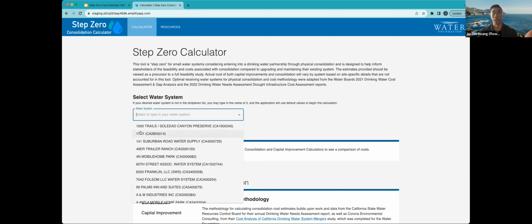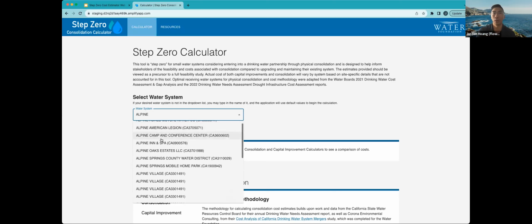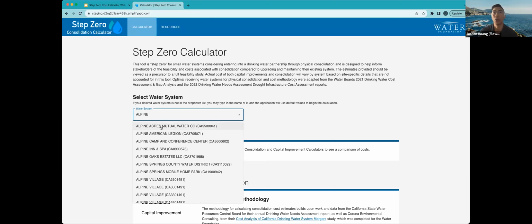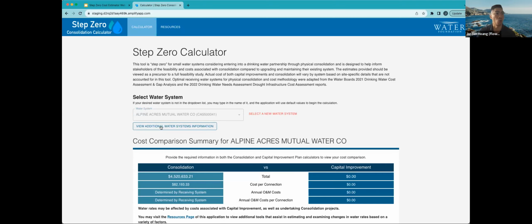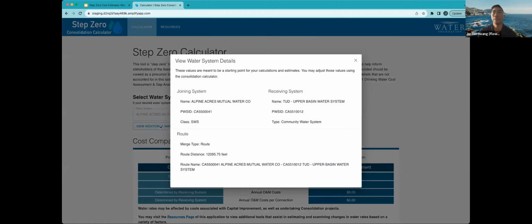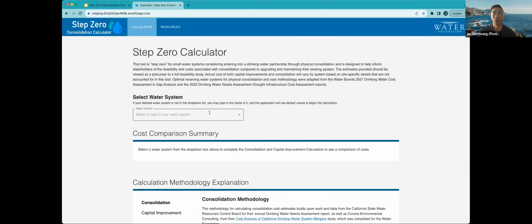Like I said, the list of water systems is coming from the consolidation analysis report, as well as help from the water board filling in data gaps where there were some. You can search through this to get to what you want to explore. This dialogue, again, might look familiar from the analysis, but you'll have data about the joining system, the receiving system, and information possibly about the route between the two systems, if that's relevant.